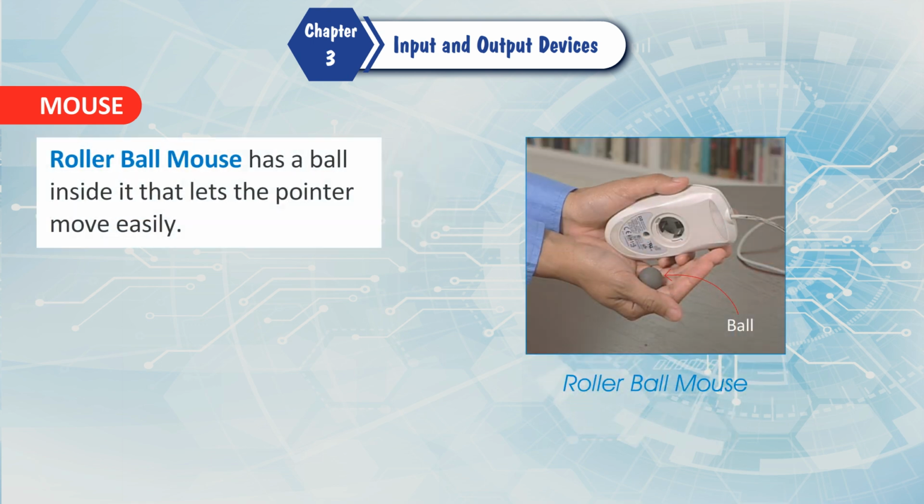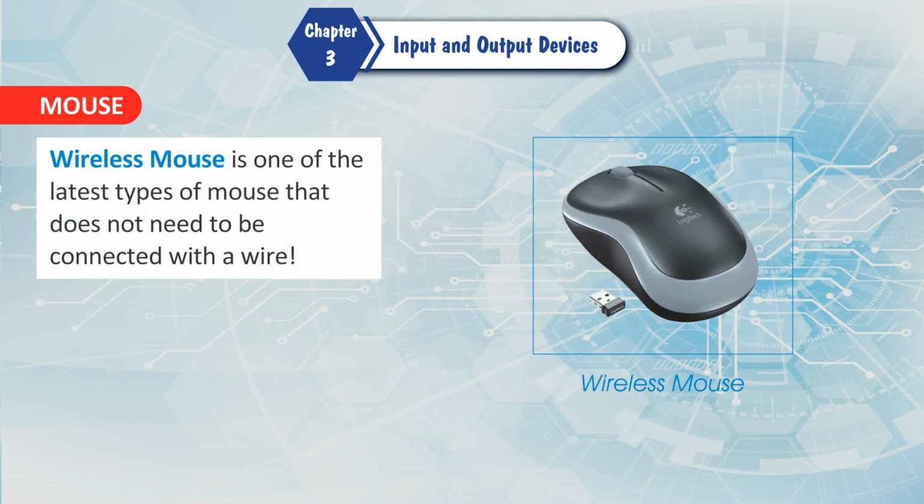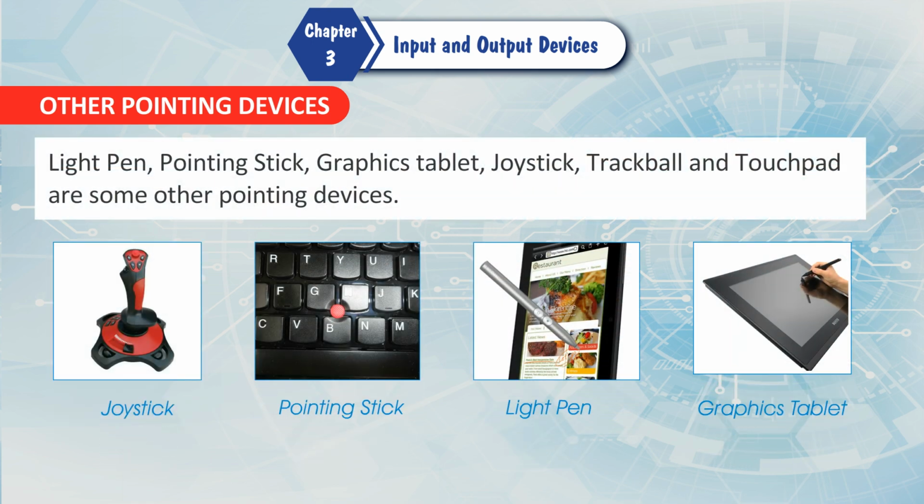Mouse. Rollerball mouse has a ball inside it that lets the pointer move easily. The scroll mouse has a scroll wheel between its two buttons. Wireless mouse is one of the latest types of mouse that does not need to be connected with a wire. Other pointing devices: light pen, pointing stick, graphics tablet, joystick, trackball and touchpad are some other pointing devices.